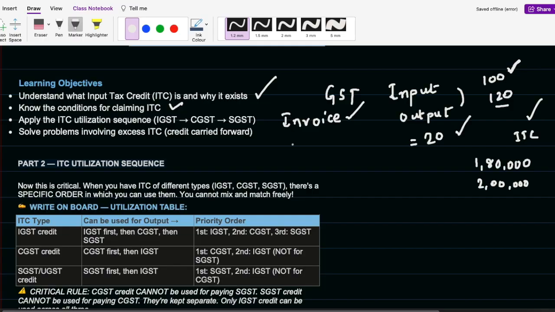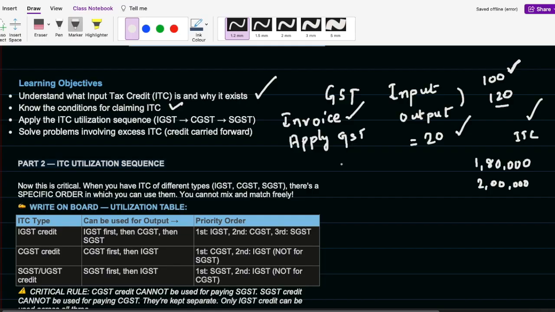Okay. Then you should have actually received the goods and services. You have to prove that, okay, we have received the goods and services, that's why we have paid the GST. And also you have to apply for the GST returns. You might have heard this term, applying for GST return. So if you apply for GST return with all these invoices and all, then only you can claim that. Got it?